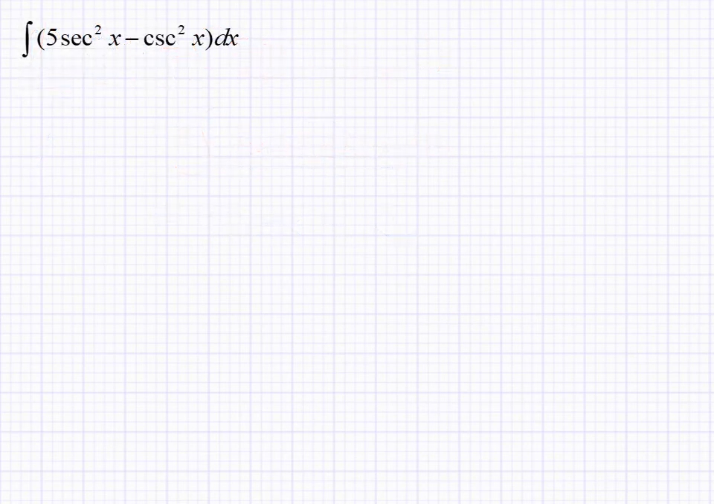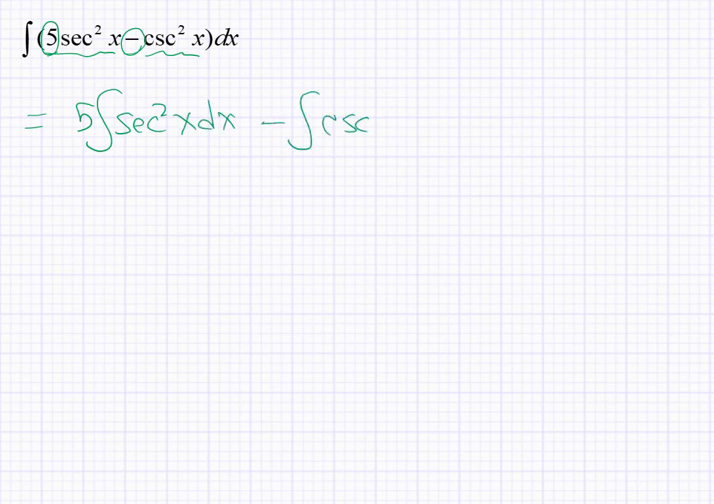All right, here's another one again. As long as you know your basic rules for integration from antiderivatives and derivatives themselves, this is easy. 5 is a constant multiple. These are subtracted. I can do this integral separate from this integral. So we have 5 times the integral of secant squared x dx minus the integral of cosecant squared x dx. And so secant squared is a basic integral, cosecant squared is a basic integral.